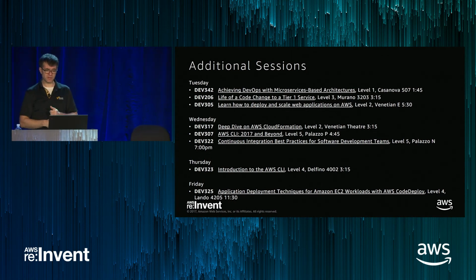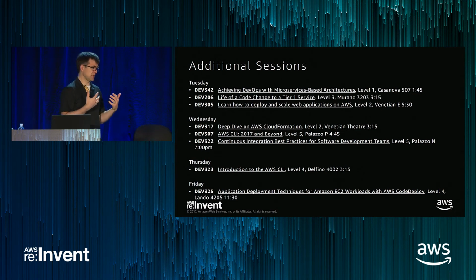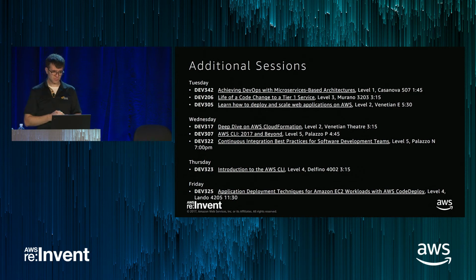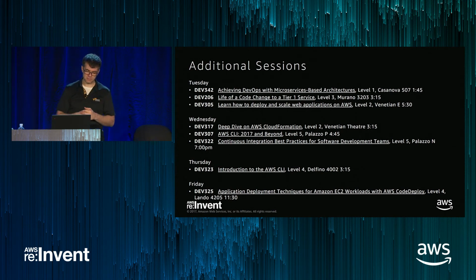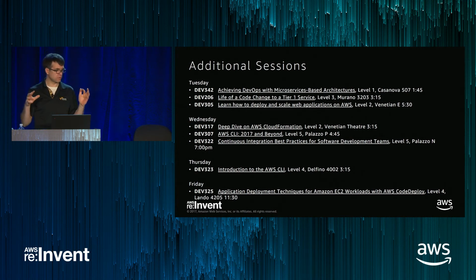Today, there's Achieving DevOps with Microservices-Based Architectures at 1:45. Life of a Code Change to a Tier 1 Service, a Tier 1 service being an AWS service that is used by other services, at 3:15. How to Deploy and Scale Web Applications on AWS at 5:30 today. Just look for any of these dev titles for those types of talks. They're all in the Venetian. We've kept all the dev ones in the Venetian here.